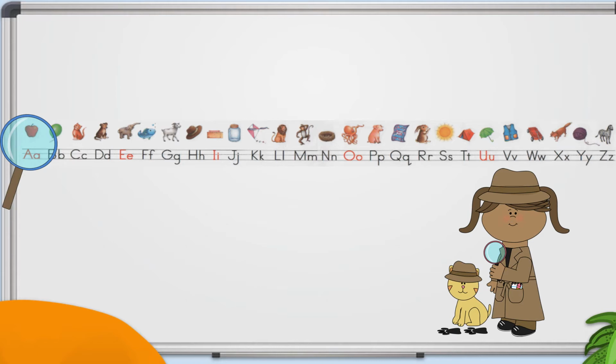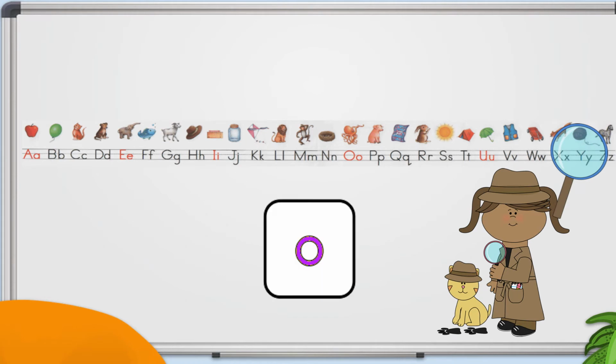Let's do another one. Y. And we've learned about the letter O. Look carefully. Does the letter O come before or after the letter Y? Another kind of tricky one, because there's lots of letters that come before the letter Y.